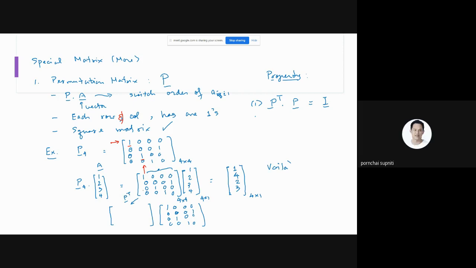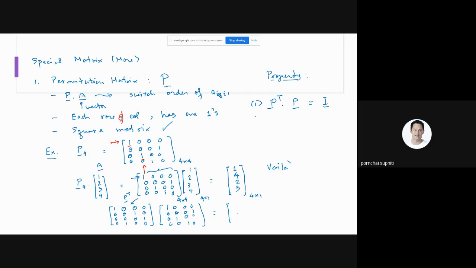For P transpose, what we do is we convert each row into column, right? So row number 1, we convert it into column number 1. So we get 1 0 0 0 and then 0 0 0 1, 0 1 0 0, and lastly 0 0 1 0. Okay, so now the hard part.